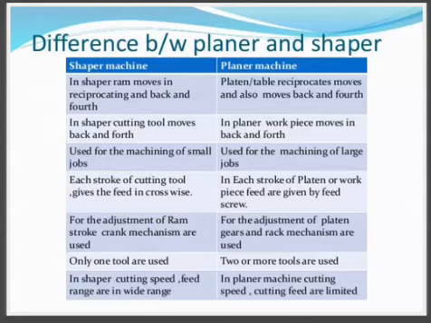For the adjustment of the platen or table, gear and rack mechanisms are used. Only one tool is used in the shaper. Two or more tools are used in the planer. In the shaper, cutting speed and feed are in a wide range. In the planer, machine cutting speed and cutting feed are limited.